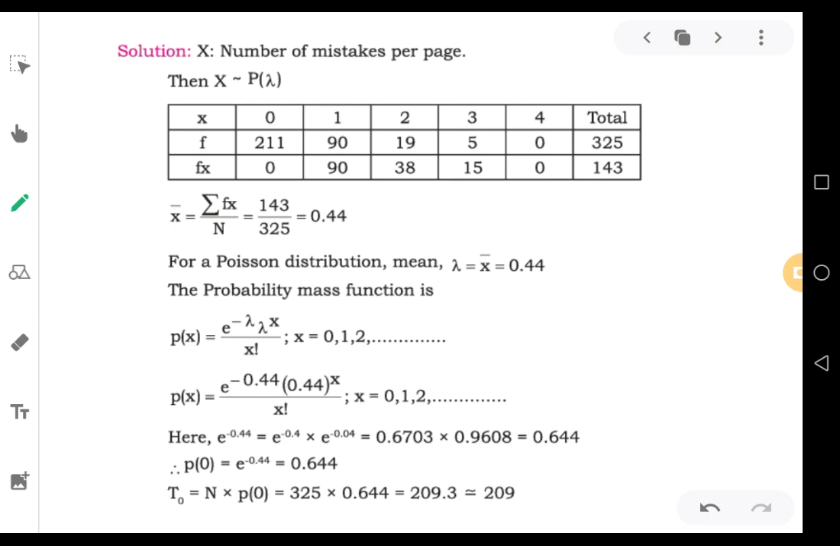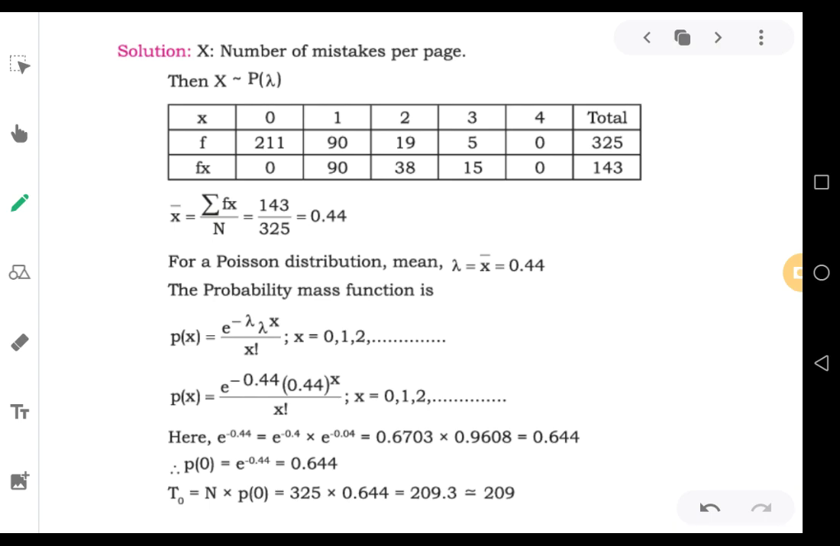See, before going to fit a Poisson distribution, we need the parameter of the Poisson distribution. Parameter of the Poisson distribution is lambda. But nowhere in the question has lambda been mentioned. So we should first of all find or calculate the value of lambda. To calculate the value of lambda, we should just calculate the mean of the given distribution.